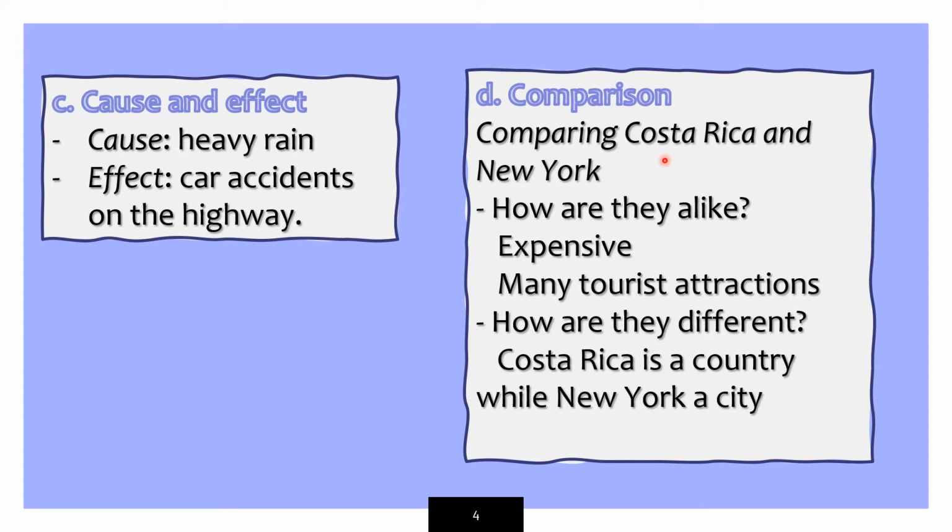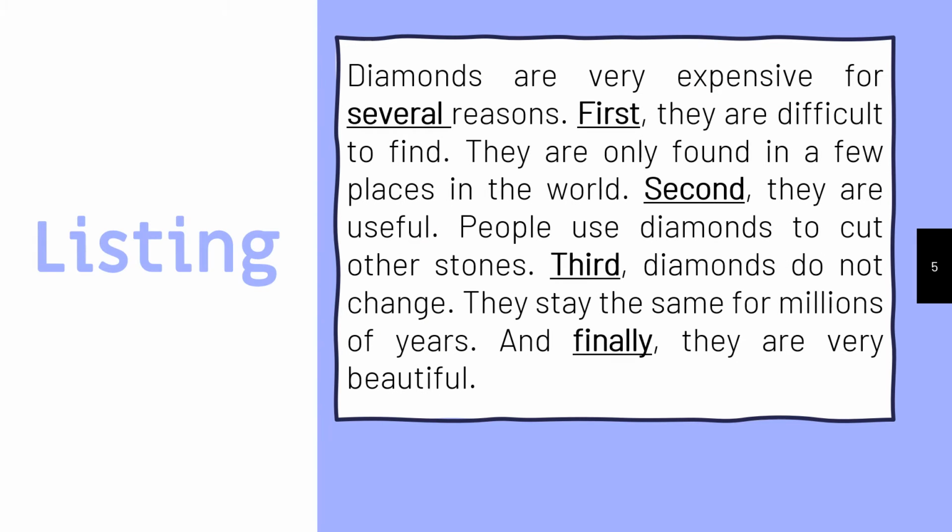Here we have Costa Rica and New York. How are they alike? How are they different? I included some examples right there. So expensive, many tourist attractions. Costa Rica is a country while New York is a city. From now on, we are going to practice during this video what I previously explained. So for instance, here we have this short passage.